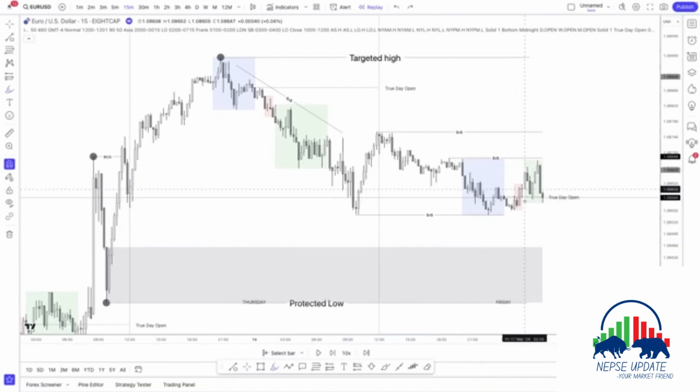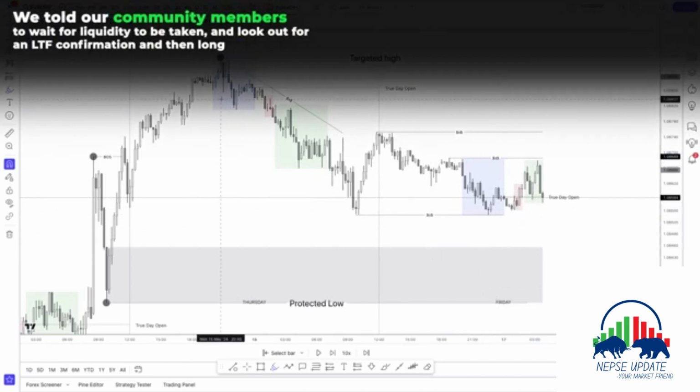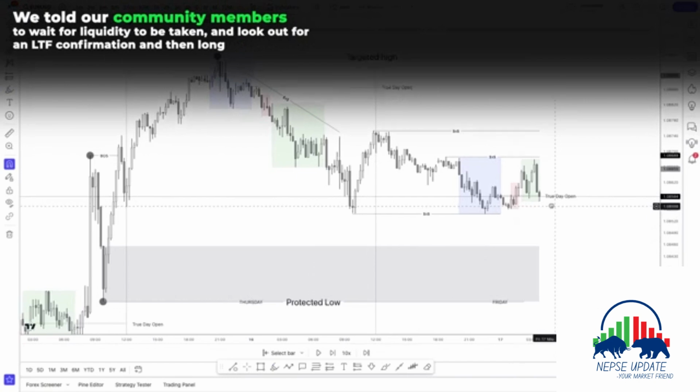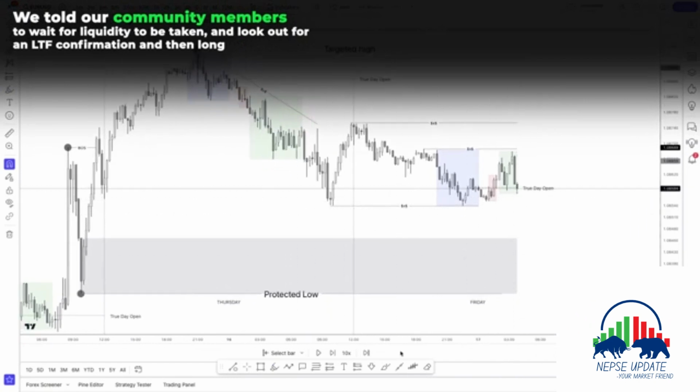And lots of times when London opens with this little push up, everybody's FOMOing in, price is going, and that induces them to get involved. And what does that do? That puts more liquidity at these lows. What we did and what we told our members to do is wait for this liquidity to be taken, wait for price to come into here, look for a lower time frame confirmation, and then long.